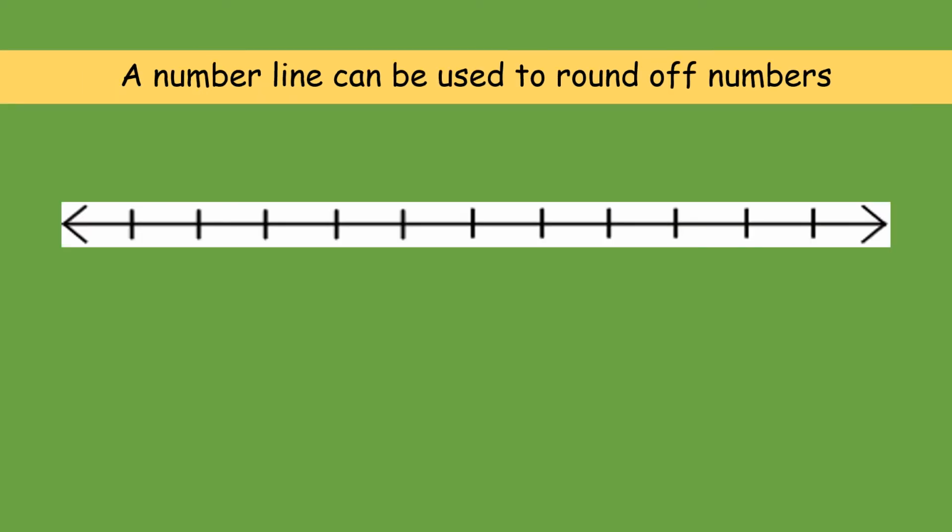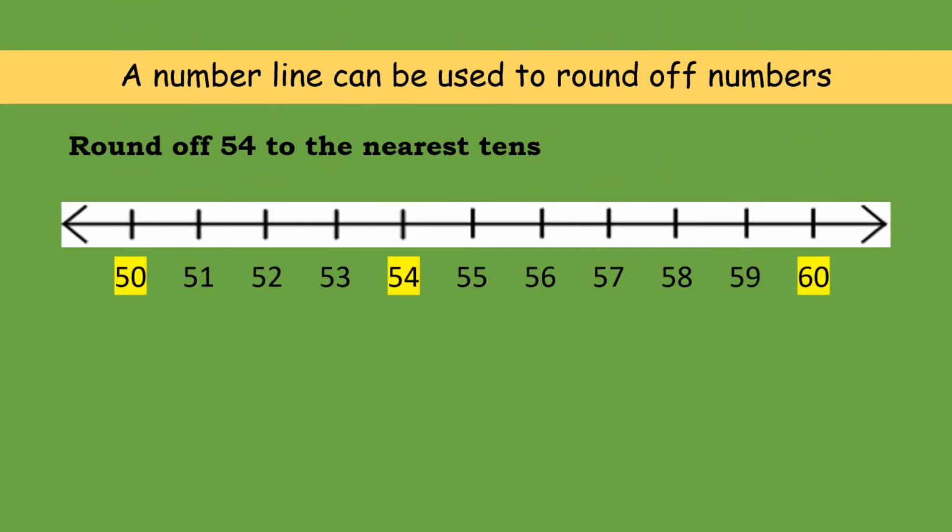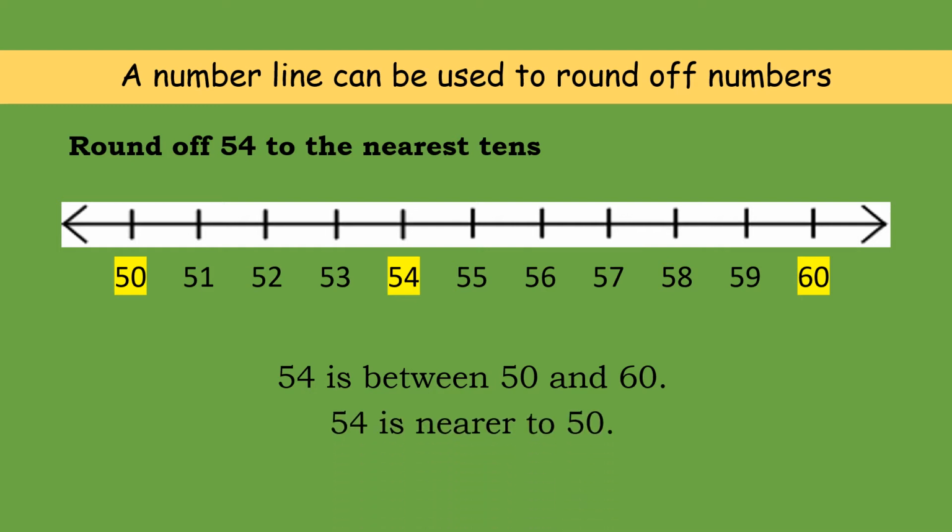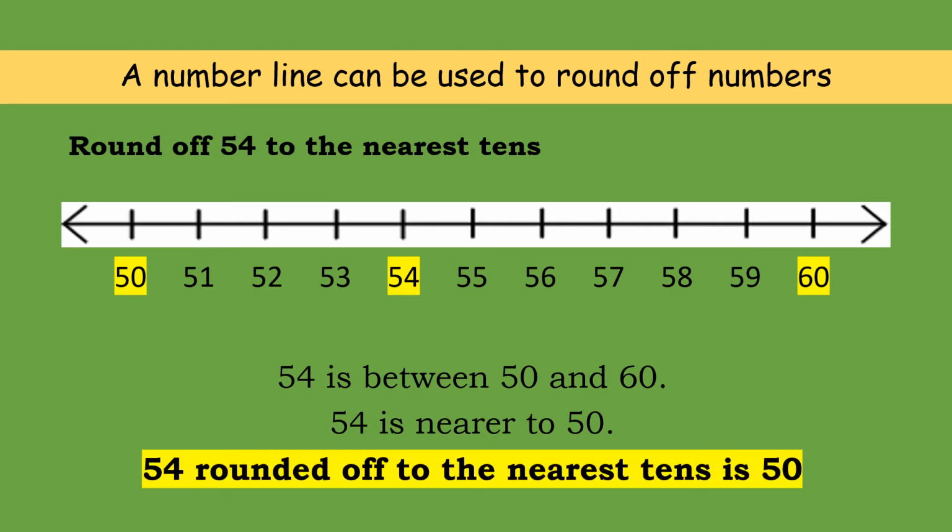How do we round off numbers? A number line can be used to round off numbers. Let us have an example. Round off 54 to the nearest tens. In the number line, we can see the numbers 50 to 60. And we can see that 54 is between 50 and 60. 54 is nearer to 50, therefore we can say that 54 rounded off to the nearest tens is 50.